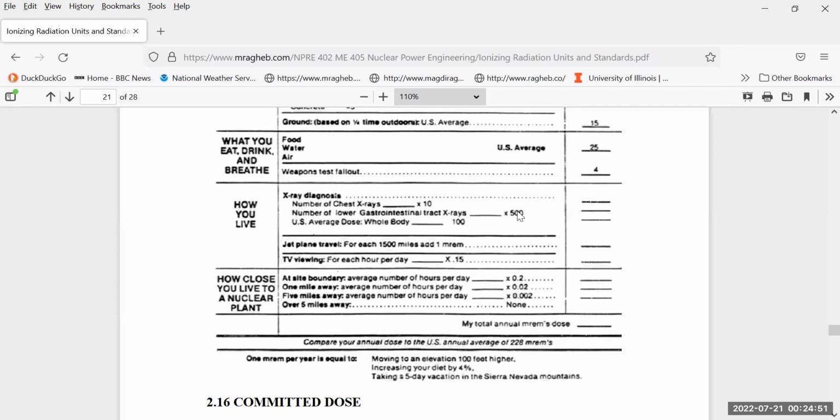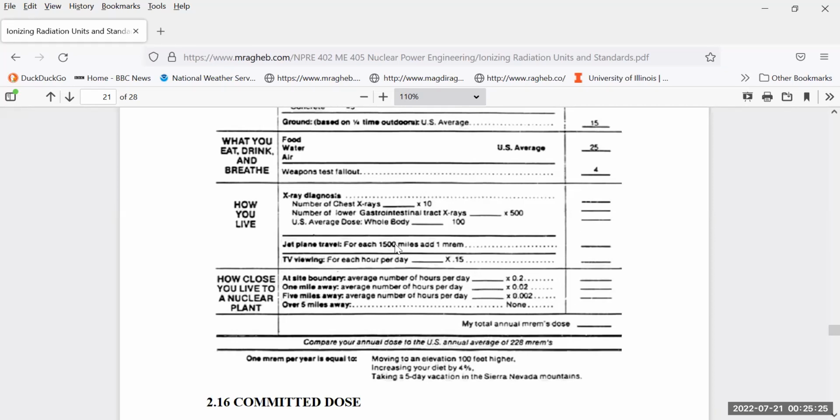Each x-ray gets you 500 millirem per person per year. That includes, by the way, dental x-rays, which in fact are used to an excess. So with your dentist, request that he doesn't take too many pictures of your teeth, because you are very close to very sensitive organs: the eyes, the ears, and the brain, obviously. The average person in the United States gets about 100 millirem per person for X-ray diagnosis.